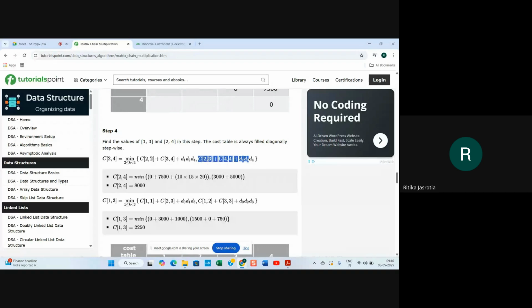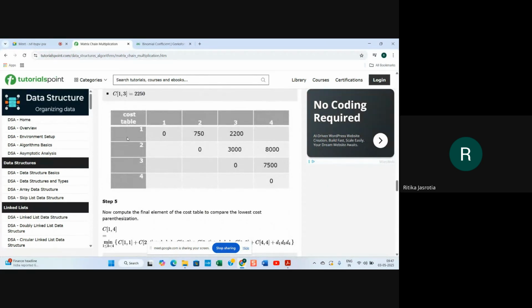So if we keep k as 2, these are the values we will be getting, right? If we take k as 3, these are the values we will be getting. So we are taking the minimum one, either from this or this. The minimum we are getting is 8,000. We will not take this one because it is giving us 10,000. The same way we will find out 1 and 3.